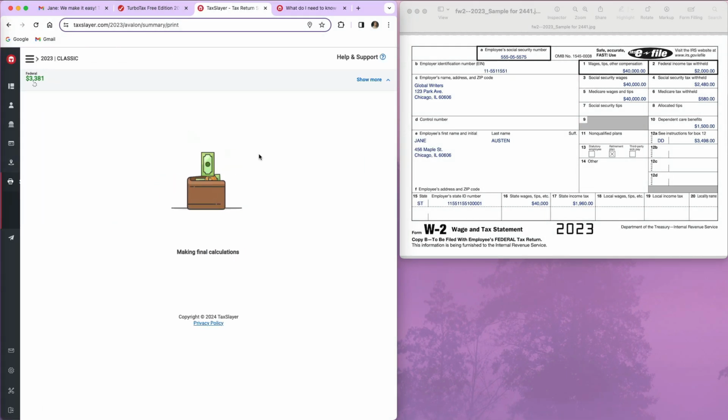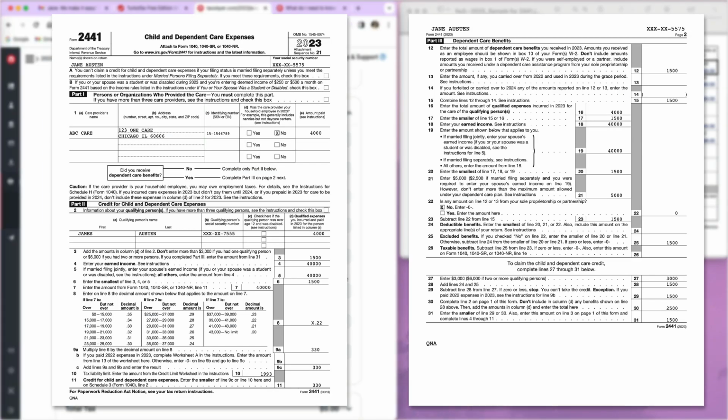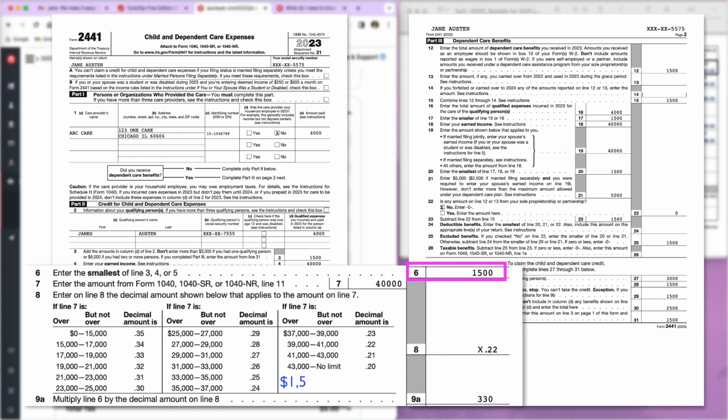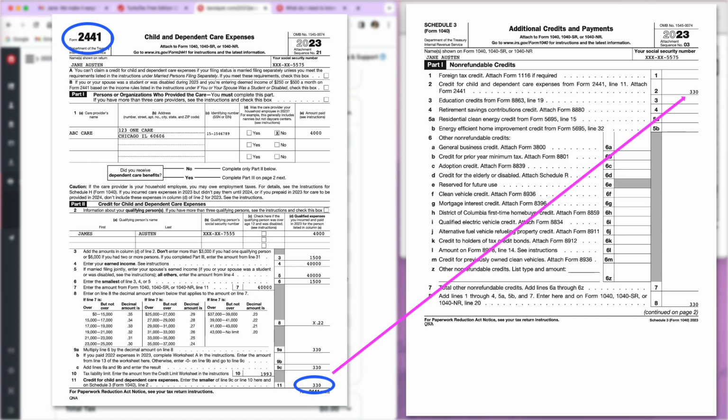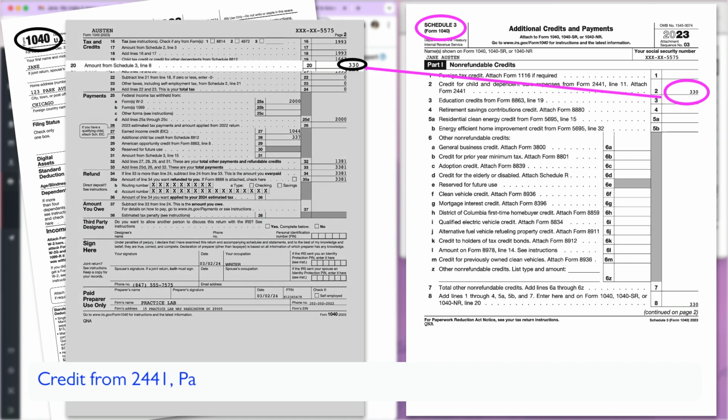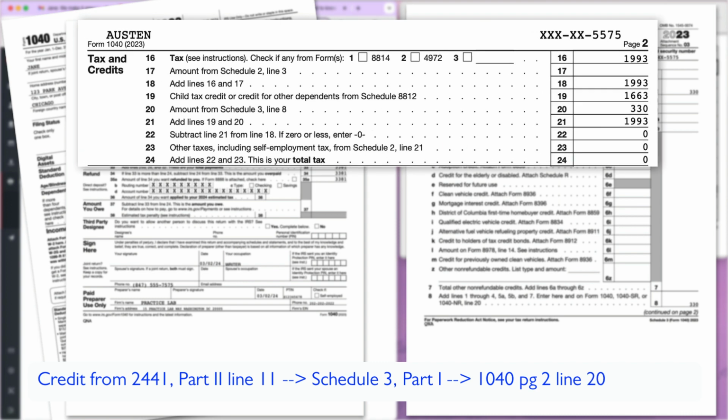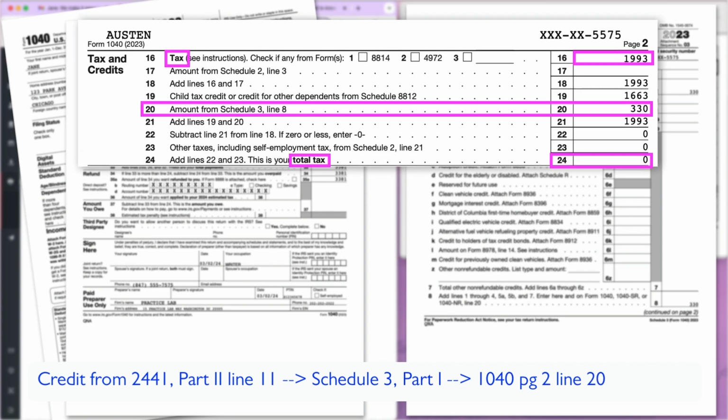First, that credit is calculated on Tax Form 2441. The amount of our qualified expenses was $1,500, and since Jane's AGI was $40,000, she qualifies for 22% of her expenses to be deductible, resulting in the $330 of credit. That amount is carried to Schedule 3, Line 2, which in turn is carried to Form 1040, Line 20. I can see that the dependent care credit reduces Jane's tax due dollar for dollar.